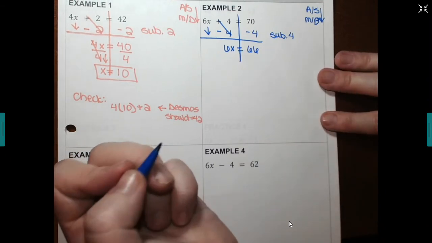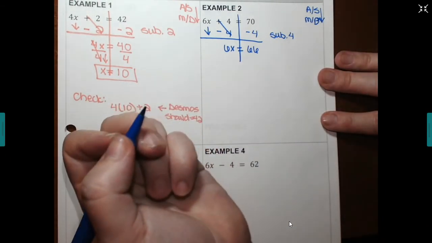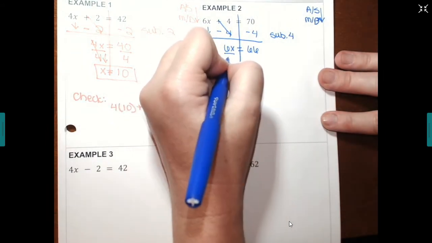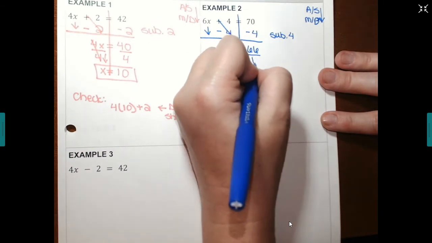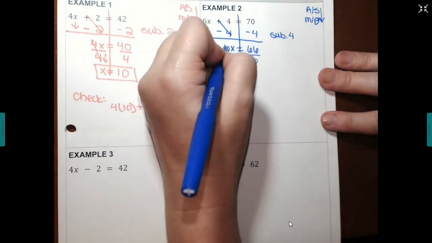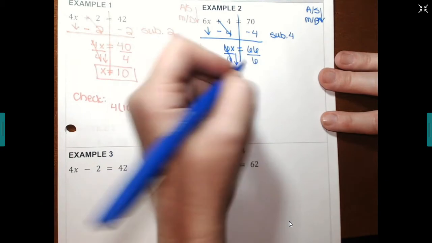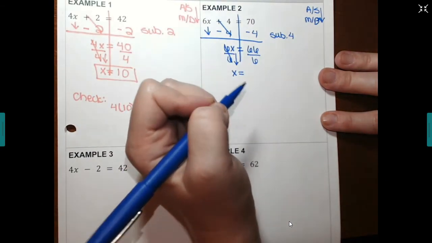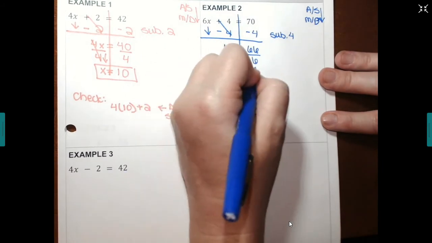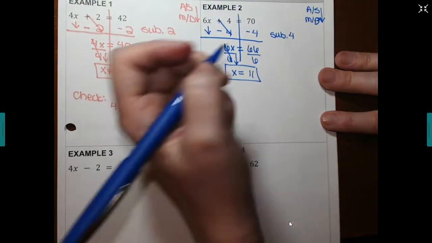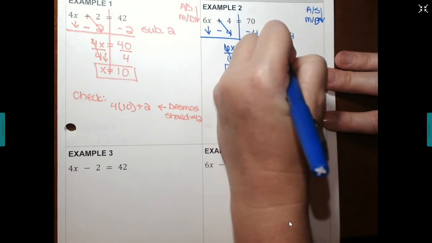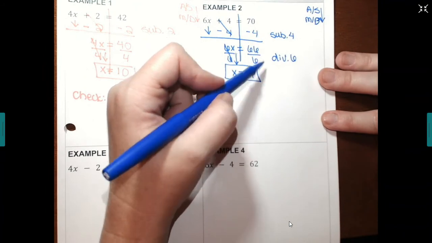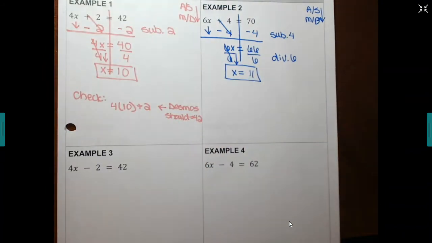Does anybody know how I could undo that 6 times x? You are correct if you said divide both sides by 6. Cross out these 6's. X comes down. This is a great moment for Desmos in your life, or you could just listen to me and I'll tell you that it's 11. So our second step here was to divide by 6. So first step, subtract 4. Second step, divide by 6.